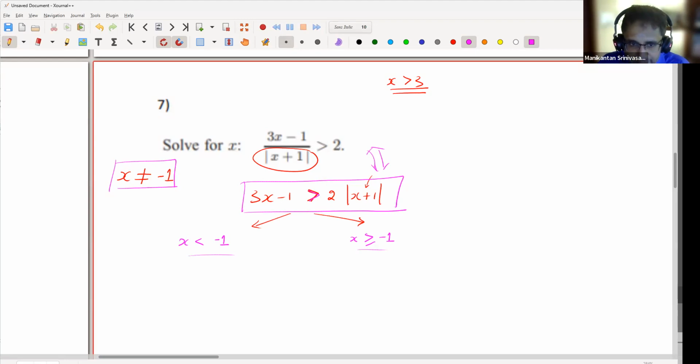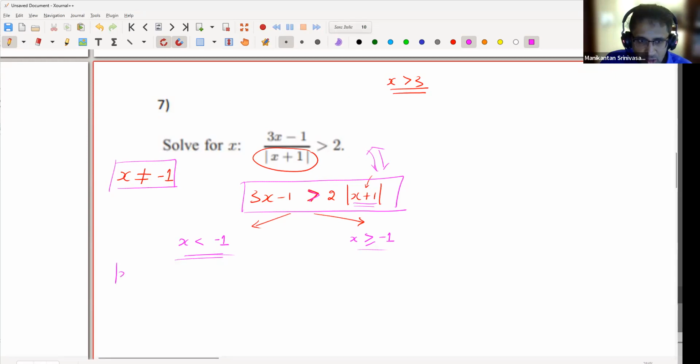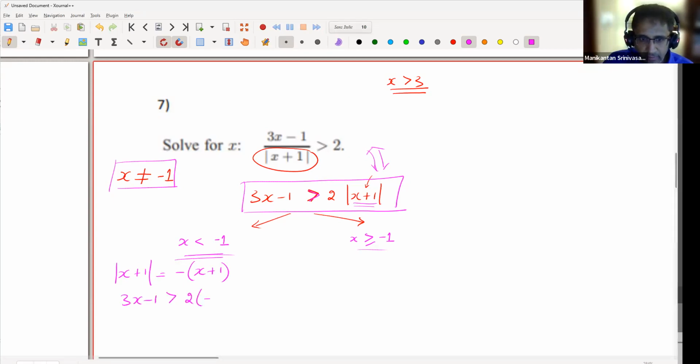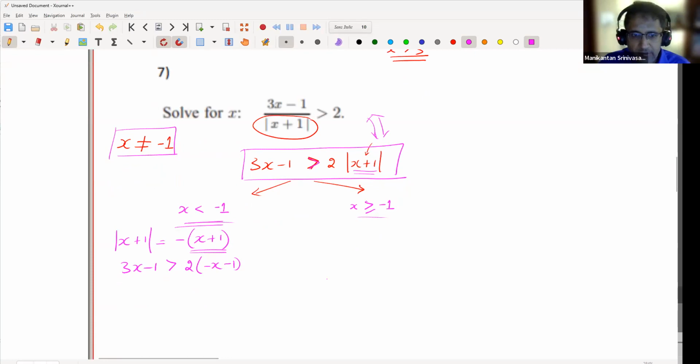Let's continue. So if x is less than -1, for example, x is -5, let's say, then -5 plus 1 is a negative quantity, which means absolute value should be negative of that negative quantity, right? So in other words, in this region, mod of x plus 1 is negative of x plus 1, because x plus 1 is negative, right? So the problem reduces to 3x minus 1 is greater than 2 times minus x, 2 times this quantity, which is minus x minus 1. So I'm rewriting the same problem like this, right?